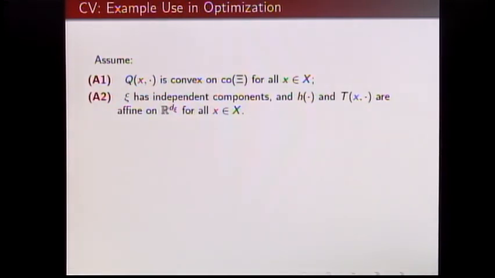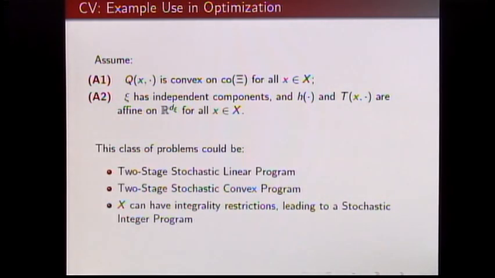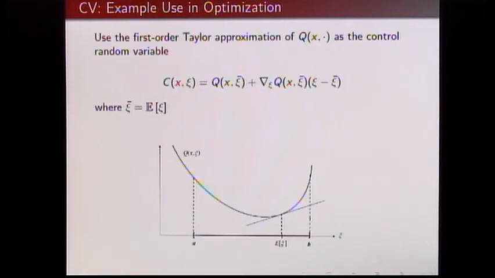This will give me convexity in Xi, not x. I want my function to be convex in Xi. I'm going to exploit the convexity, again assuming independent components of Xi as we have done so far. Several classes of problems belong to this. This is my Q function, the second stage optimal value. I'm trying to estimate its expectation. I know it's a convex function in Xi, not x.